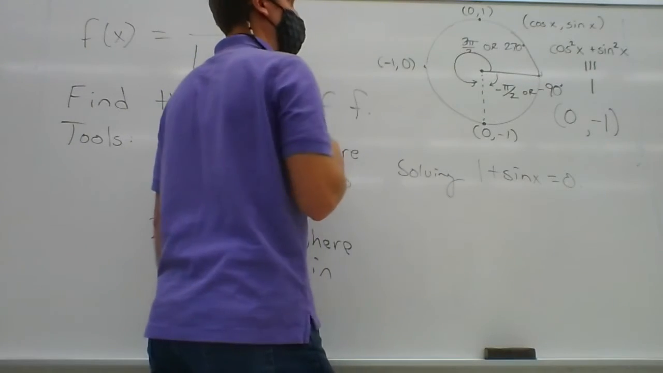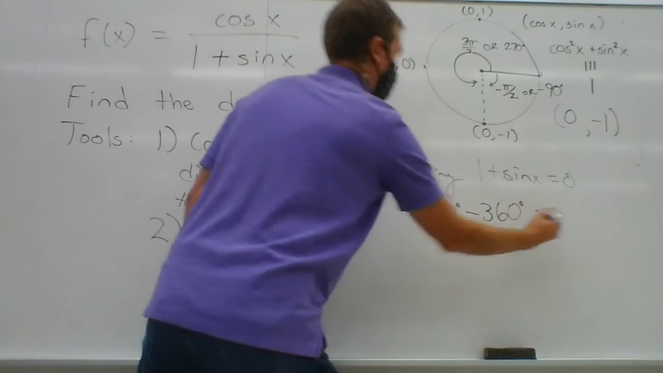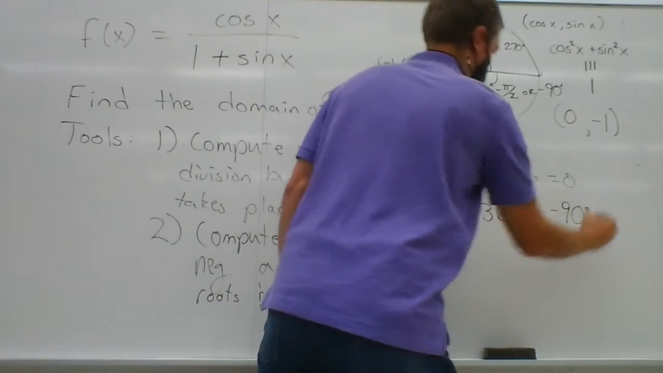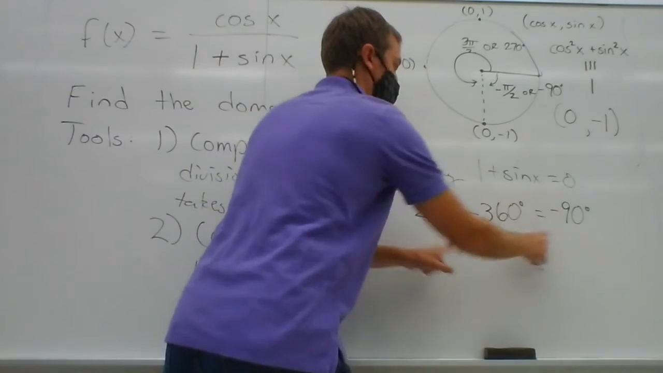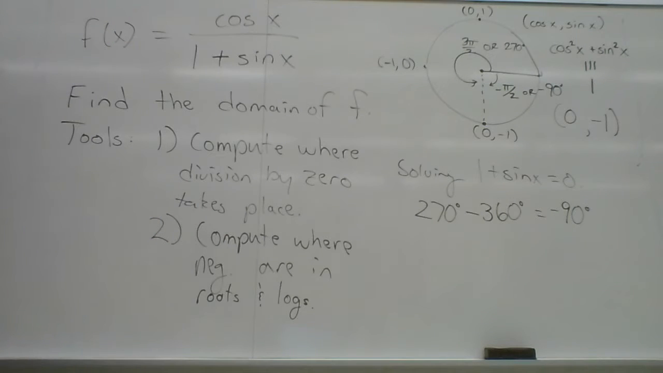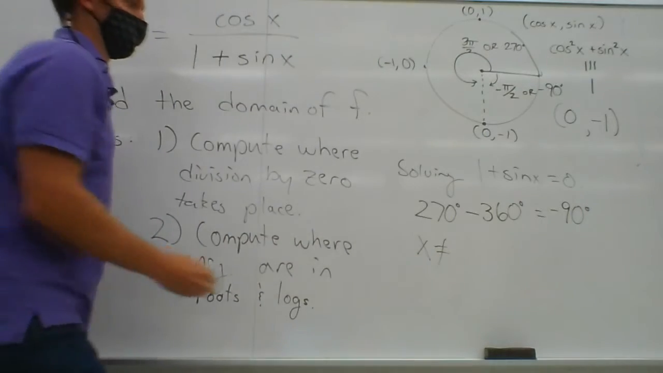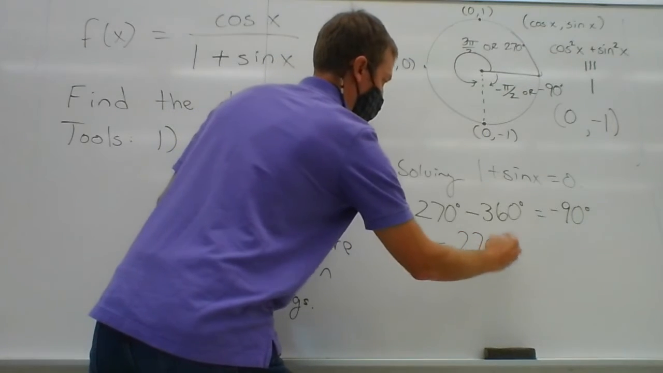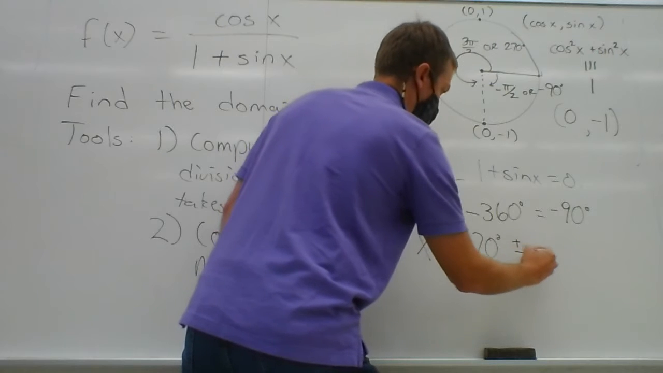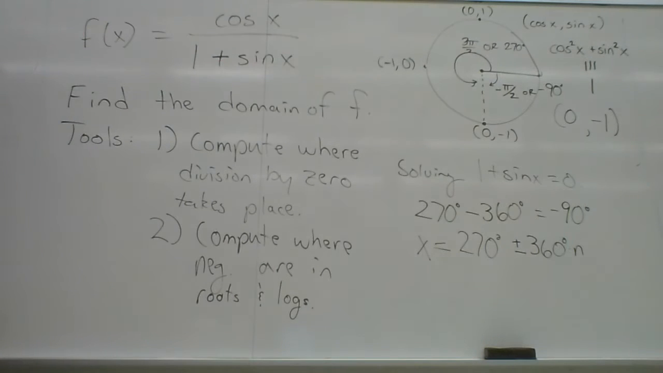If you think about these two as a pair, 270 degrees minus 360 degrees is negative 90 degrees. If we think of them as a pair, they're coterminal, which means they're separated by an angle of 360 degrees. That means we can generate more of them. Any angle that equals 270 plus or minus 360 degrees times some multiple is also coterminal with 270.